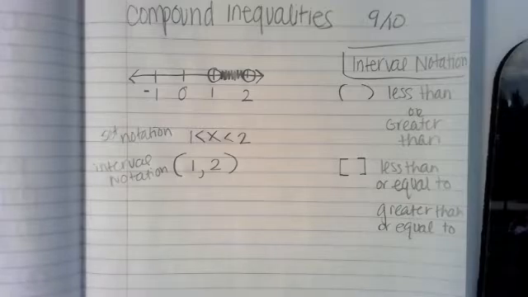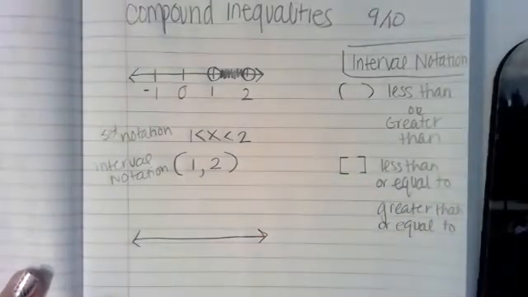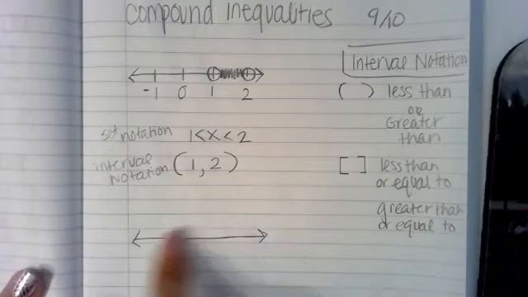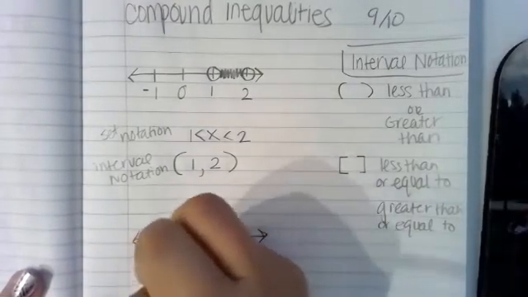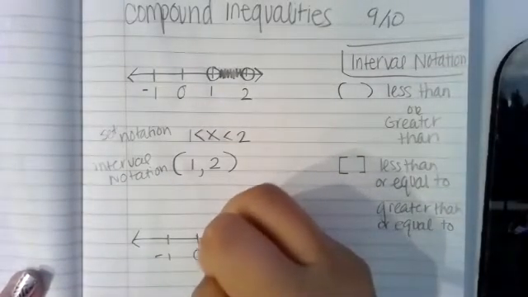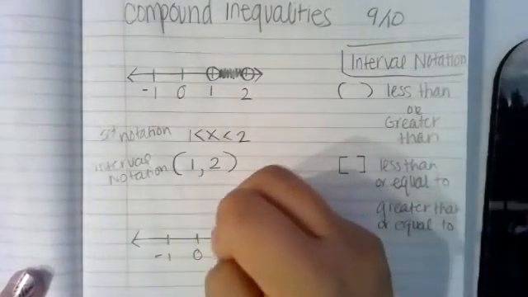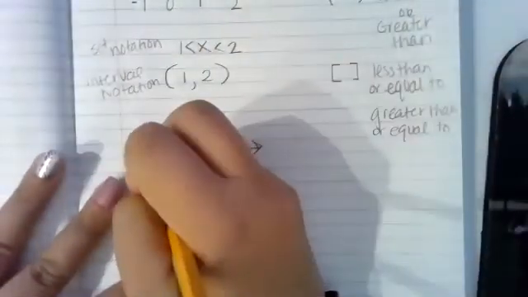Let's look at another one of these. Let's say I have something that looks like this. I'm going to have 0, 1, 2, and how about a -1 over here. We're going to have a closed dot on 1, but an open dot on 2, and a shade in between. My negative sign doesn't look very good.